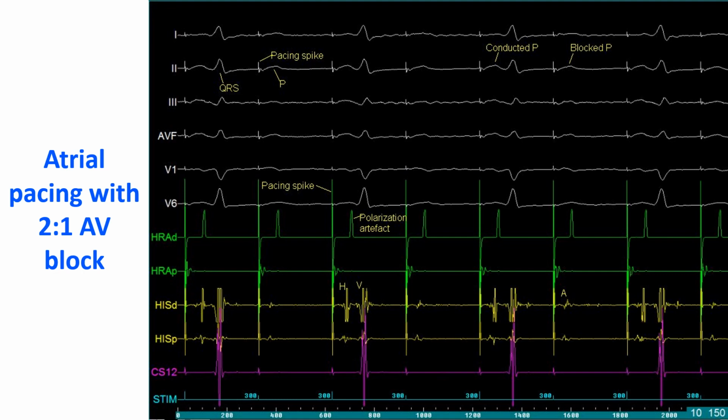Please note that the conducted P waves have a corresponding A wave, followed by H and V in the His distal channel, while the blocked P waves have only an A and no H or V. This indicates that the A is blocked above the His bundle, presumably at the AV node. The A wave in the HRAP channel precedes that in the His channels, indicating supra-inferior conduction. The intervals in the lowermost green bar is cumulative time interval from 0 to 2000 milliseconds.